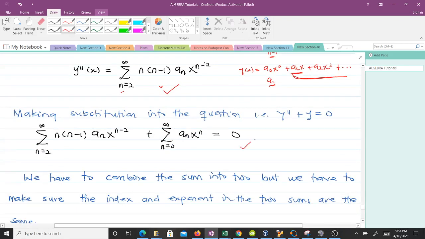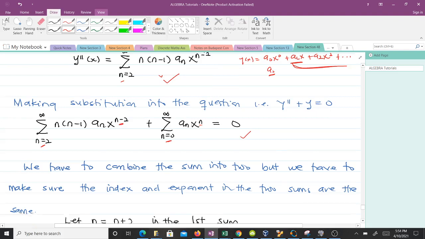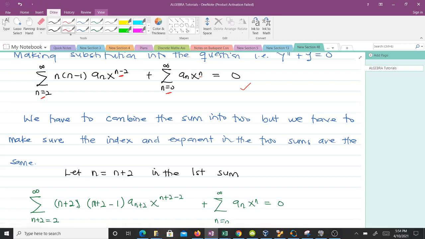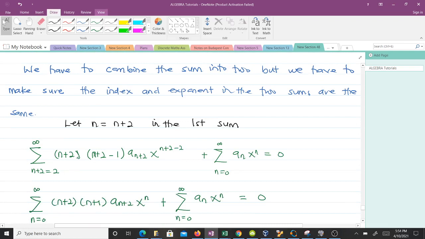Okay, and when we get this, what we do is that the index here should be the same before we can add these two sums, and also the exponents here should also be the same before we can add them. So we have to do what we call shifting, so we have to shift them. Okay, so we would want to change this to n and also change this to n. So the only way in which we can do that is to let n be equal to n plus 2 in our first sum. Okay, so in here wherever you find n, we put n plus 2. So doing that means wherever you find n, we are putting n plus 2.